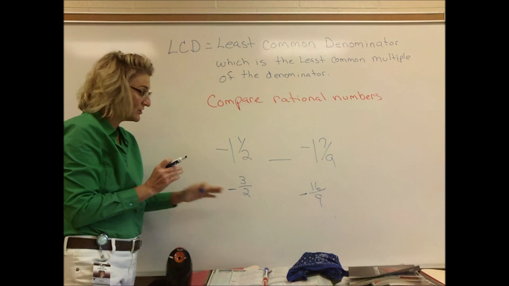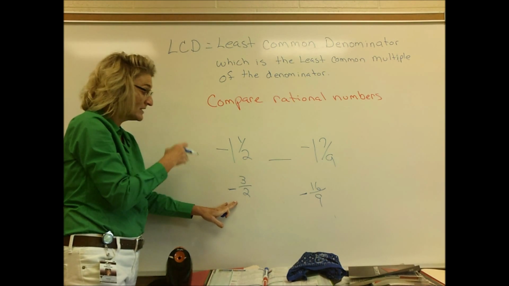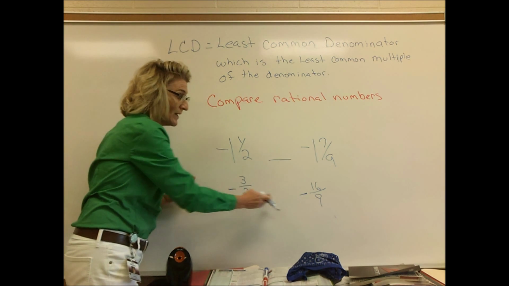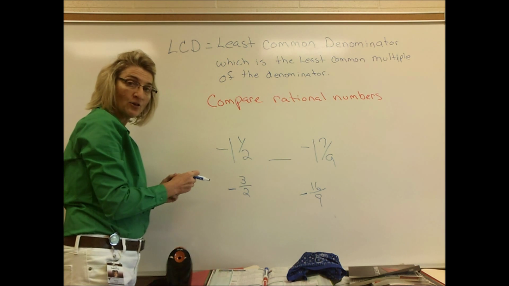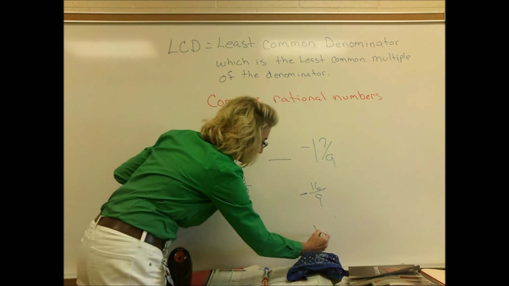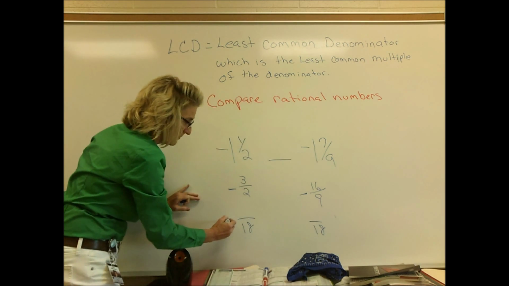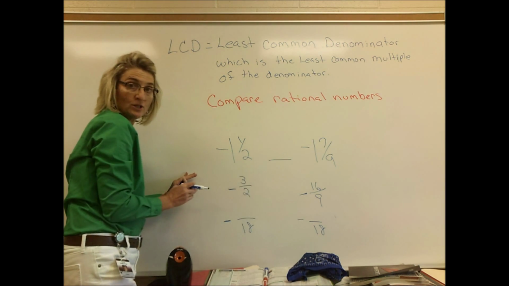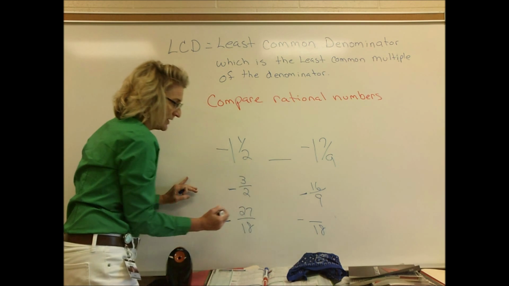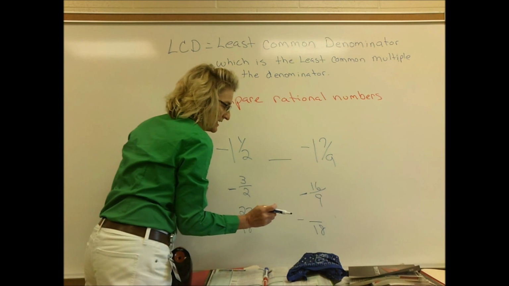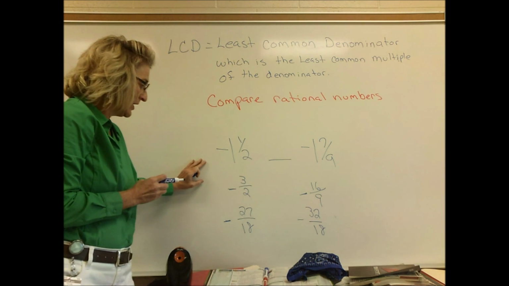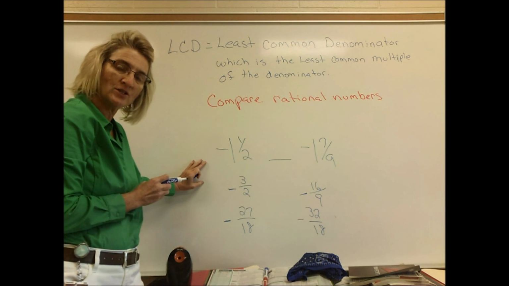So now the next thing I have to do, just like I did with the scene before, is find a least common multiple, or the least common denominator between 2 and 9. So I could sit here and I could write them all out, but I know that 18 is my least common denominator. And I do know that it's going to be negative because that does not change. So 2 goes into 18 9 times. 9 times 3 is 27. 9 goes into 18 2 times. 2 times 16 is 32. So I have 27 18s and 32 18s.